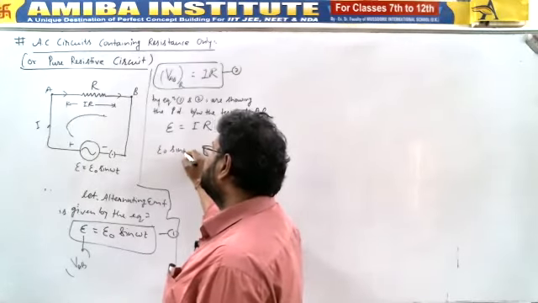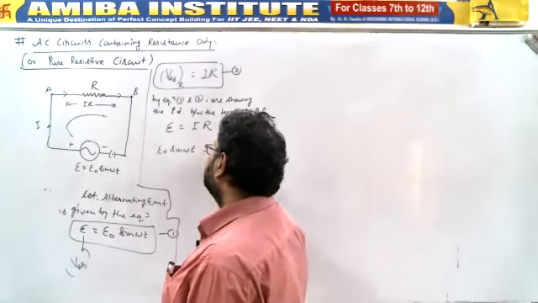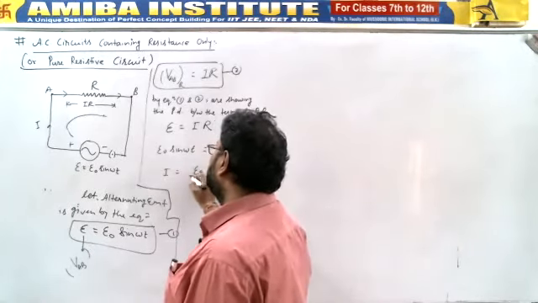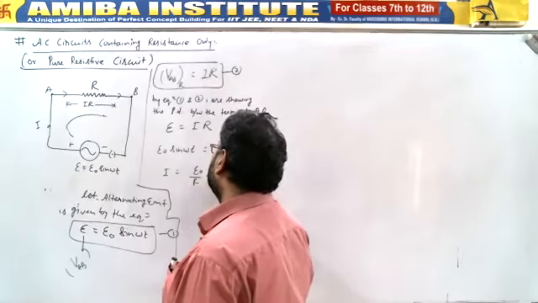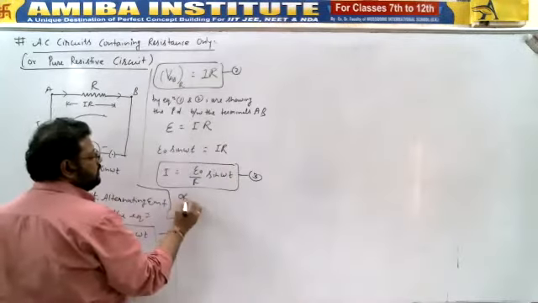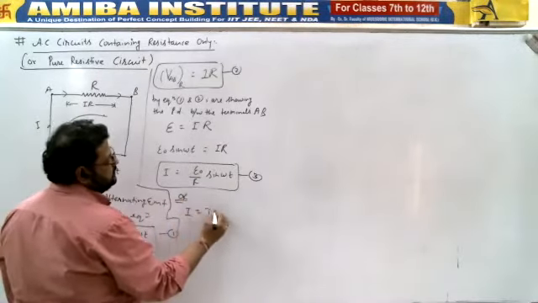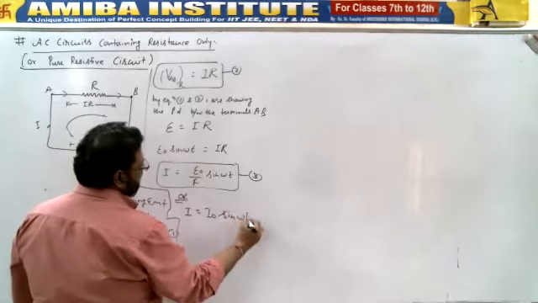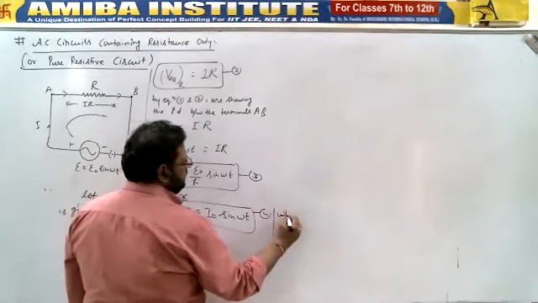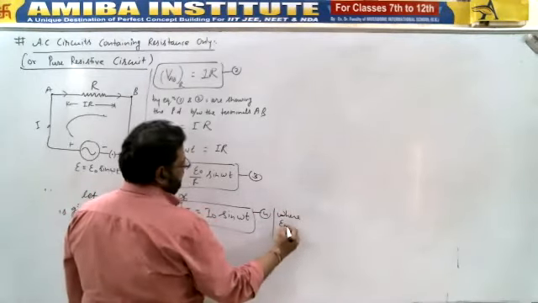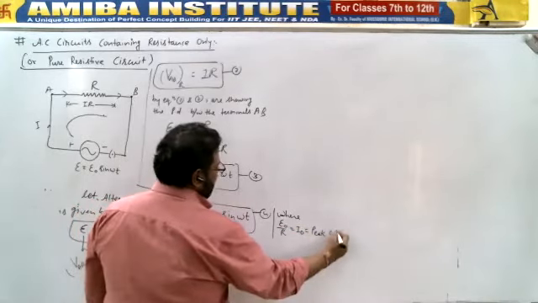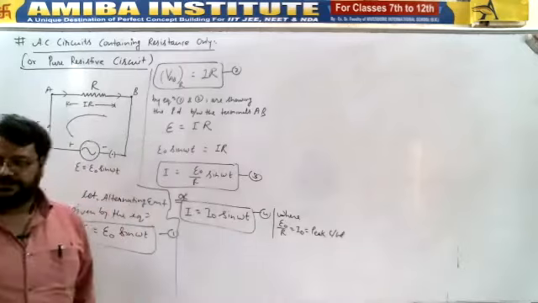What is E here? E naught sine omega t is equal to IR, so what should be the I? E naught by R sine omega t, or I is equal to I naught sine omega t, equation number 4, where E naught upon R is equal to I naught, the peak value of current, or simply peak current value. Get it?